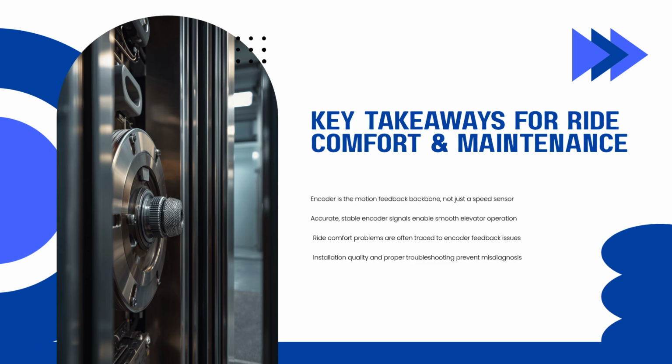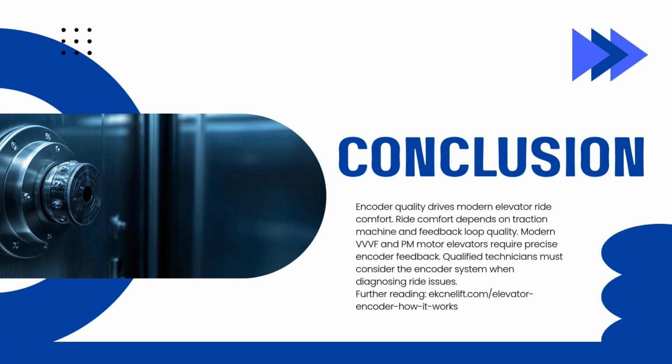Common encoder problems. Encoder-related problems often appear during installation, commissioning, or modernization. Common causes include shaft misalignment, loose coupling, grounding problems, shielding failure, inverter interference, shaft vibration, moisture inside connectors, or signal instability. These problems are sometimes misdiagnosed as motor or drive failures. That is why troubleshooting should be done carefully by qualified elevator technicians. The goal is not simply to replace the encoder. The goal is to confirm feedback stability, controller compatibility, inverter compatibility, installation quality, and long-term maintenance accessibility.